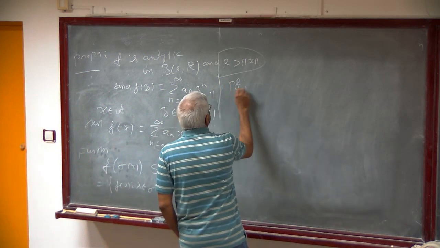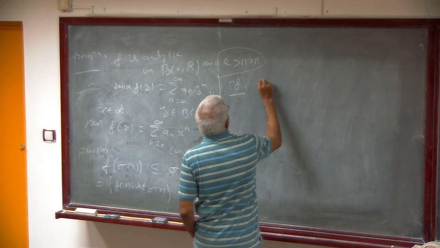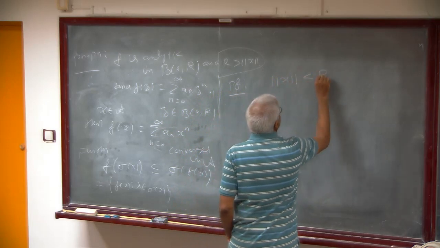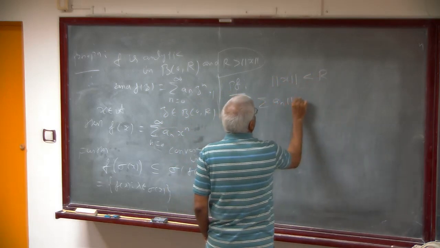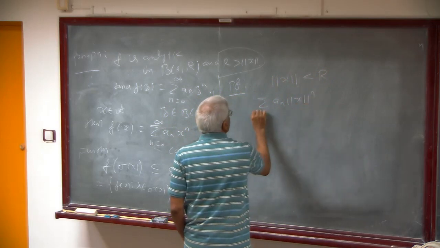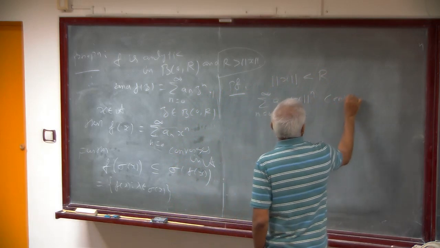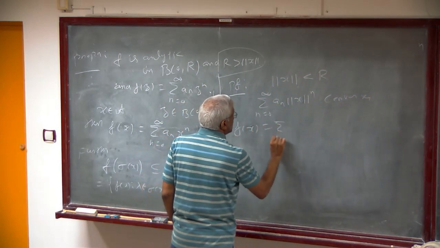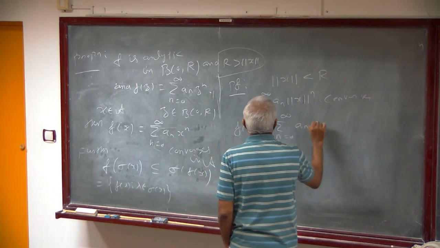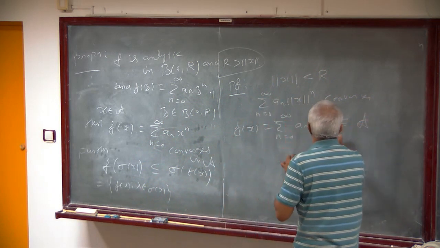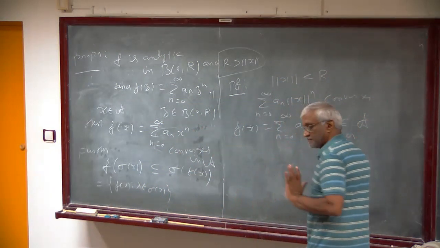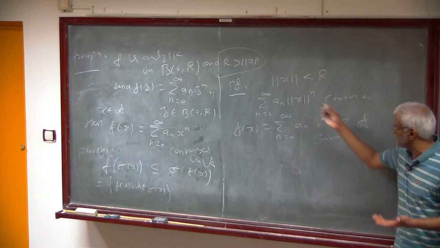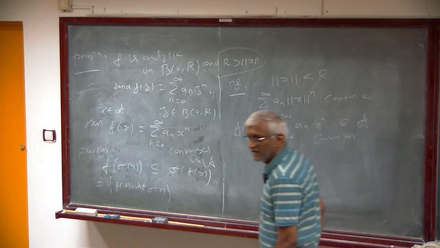To prove it, of course, since norm x is less than R, the summation of a_n mod x to the power n, n equal to 0 to infinity, converges. So f of x equals the summation n equal to 0 to infinity a_n x to the power n, which is in A, converges. This is just direct. So for polynomials, it is algebraic, but for any analytic function, we can define it. Here we need topology. It converges.